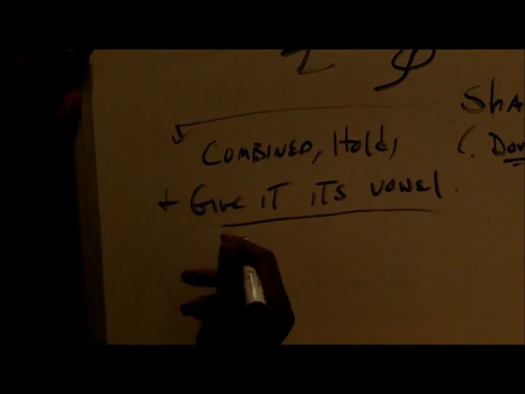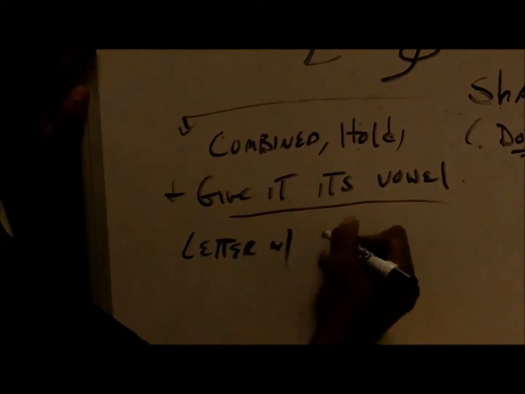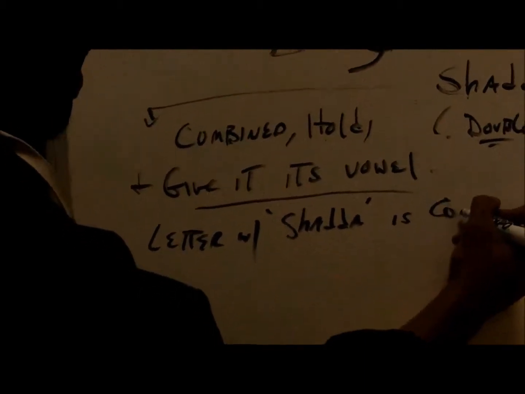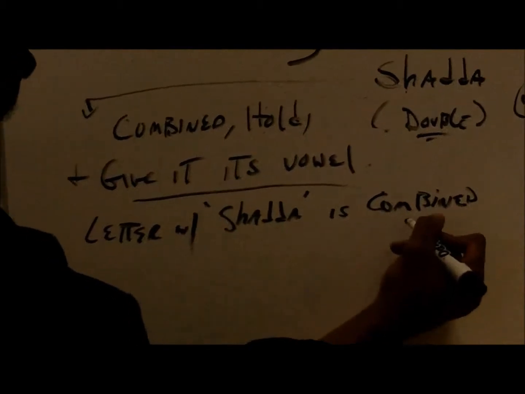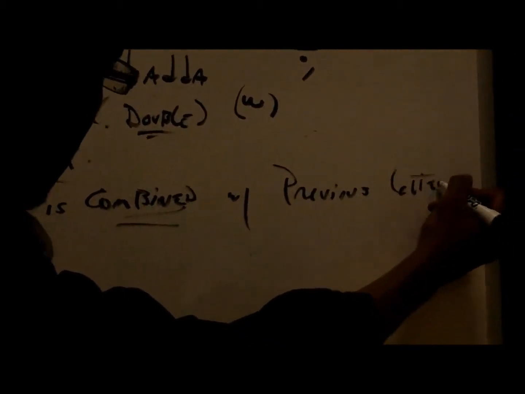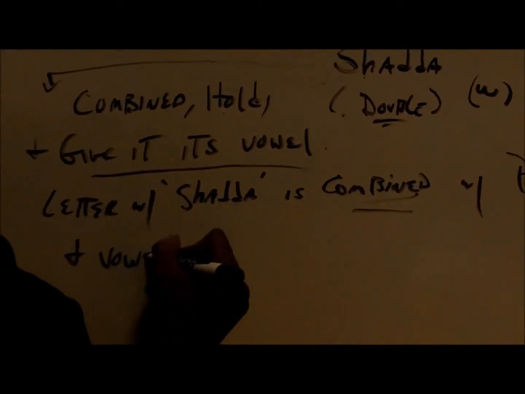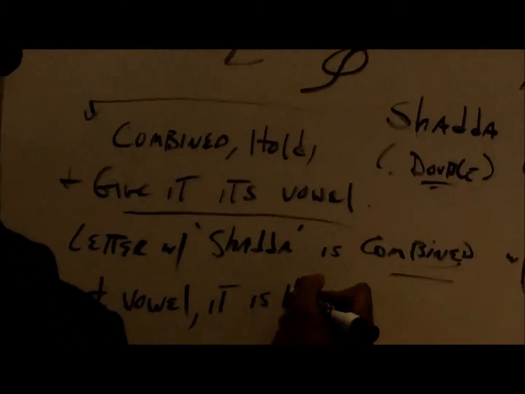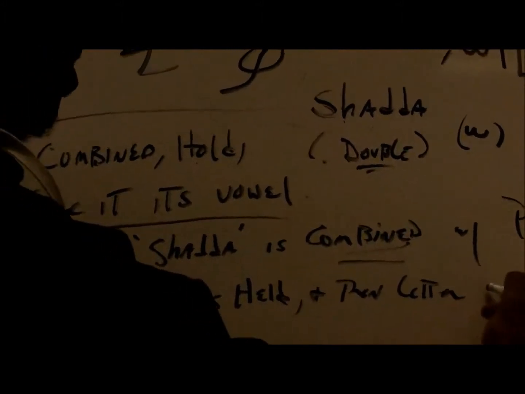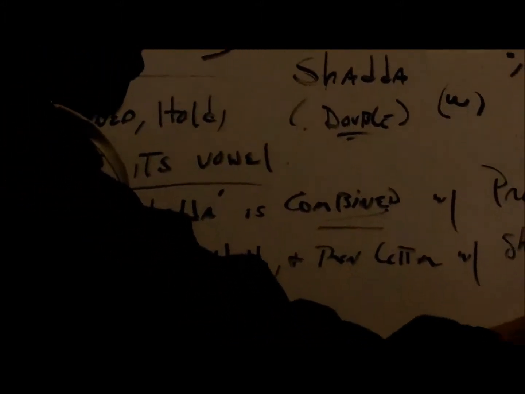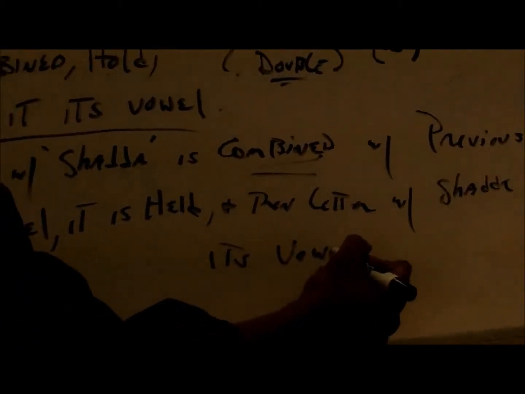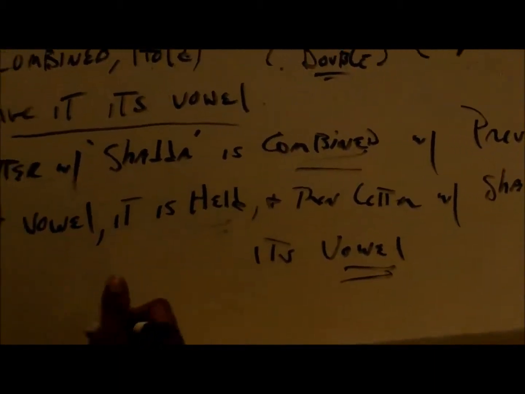The long definition is: letter with Shaddah, okay, is combined with previous letter and vowel. It is held, and then letter with Shaddah is given its vowel. Held. This is the long version.